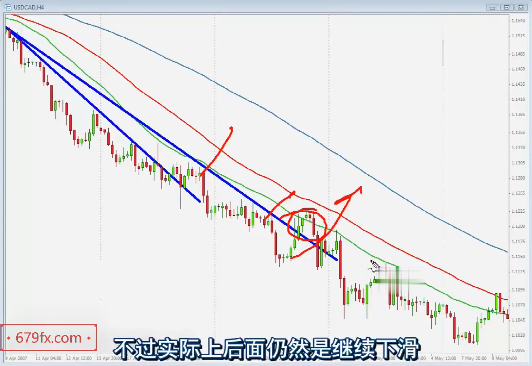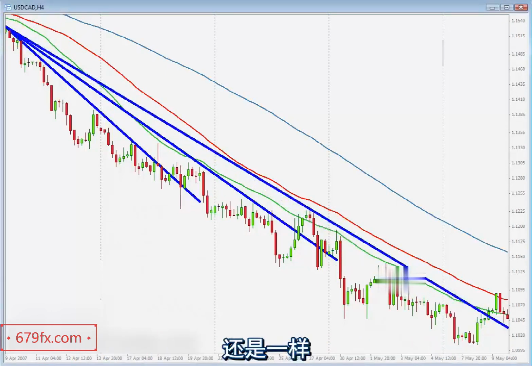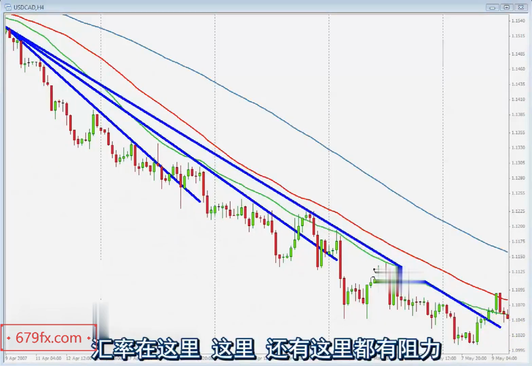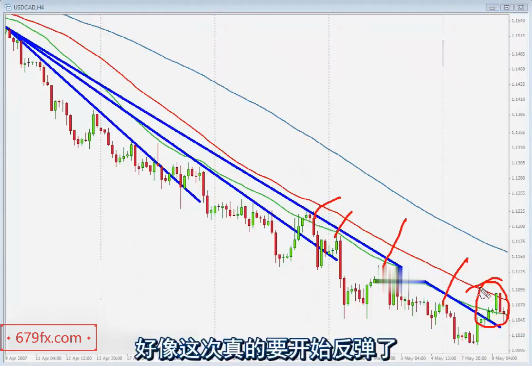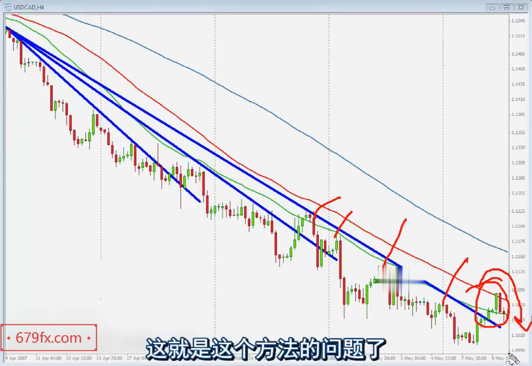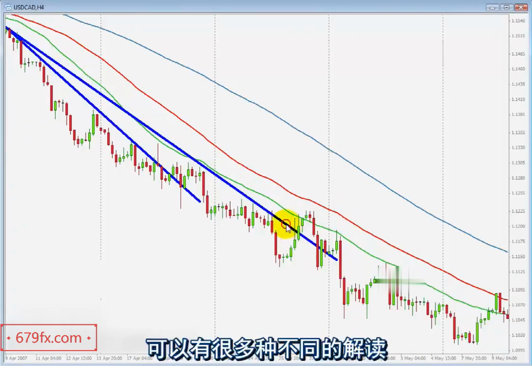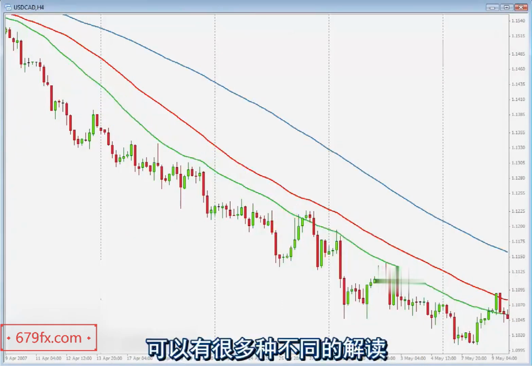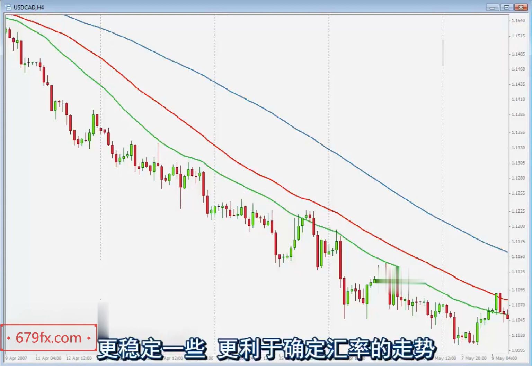But well, as you can see, afterwards price continues to go down. Therefore, we can draw yet another third trend line, okay, right there, which once again holds price there, and finally there, but then it gets breached there once again, and it seems like it's standing around yet again. So that's my problem with trend lines. There are too many loose ends, too many possible readings on that trend, and I usually find moving averages to be more reliable, okay, more stable as per where the trend is going.